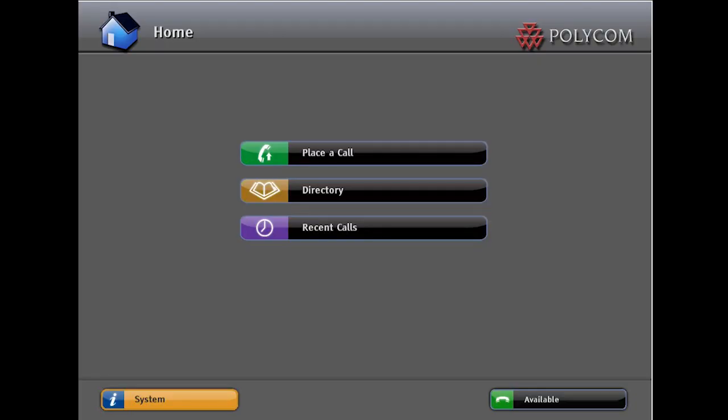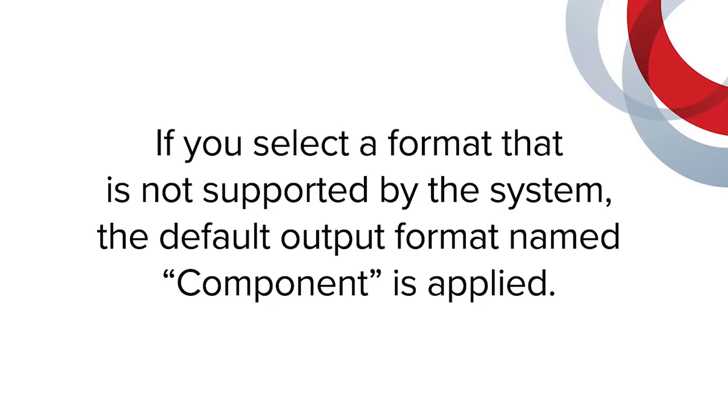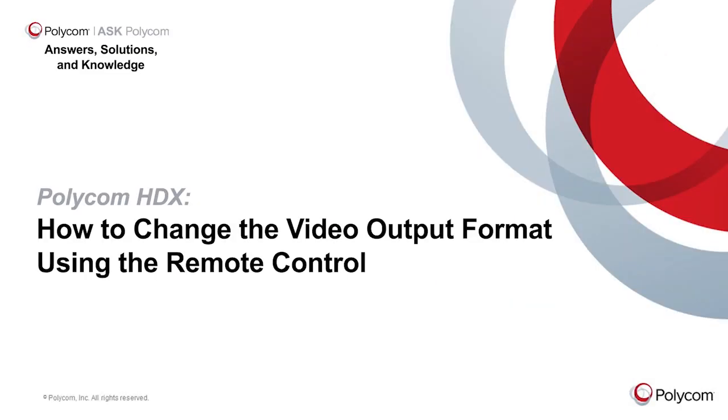If you selected the correct output format, your monitor will show the HDX user interface. If you select a format that is not supported by the system, the default output format named Component is applied. This concludes the tutorial.